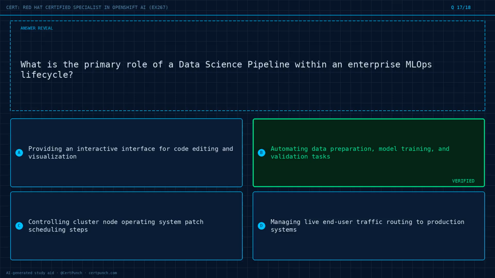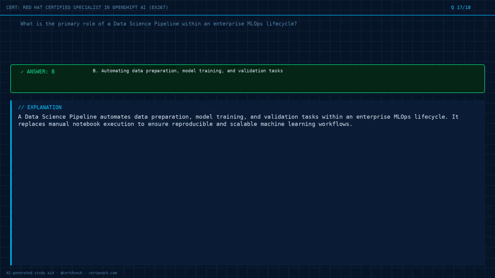The correct answer is option B, automating data preparation, model training, and validation tasks. Reasoning. A data science pipeline automates data preparation, model training, and validation tasks within an enterprise MLOps lifecycle. It replaces manual notebook execution to ensure reproducible and scalable machine learning workflows.